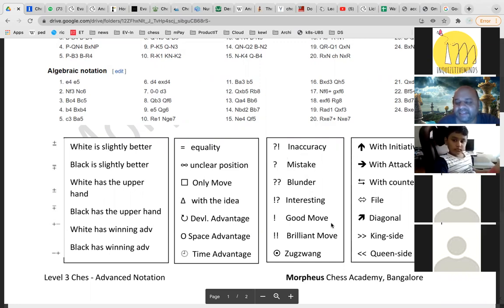Now you reverse it. Question mark followed by exclamation mark was inaccuracy. Exclamation mark followed by question mark means it is an interesting move. A single exclamation mark means it is a good move, and a double exclamation mark means it is a brilliant move. Then I have taught you about Zugzwang.